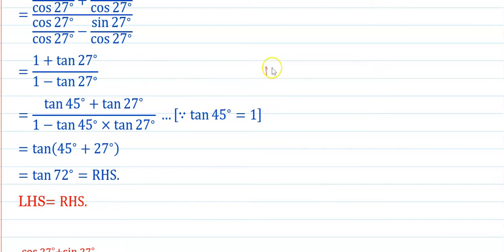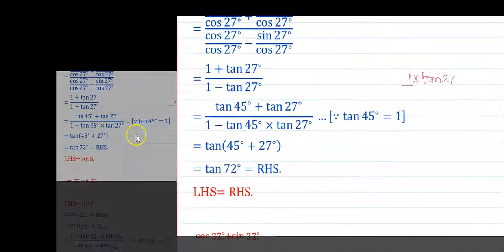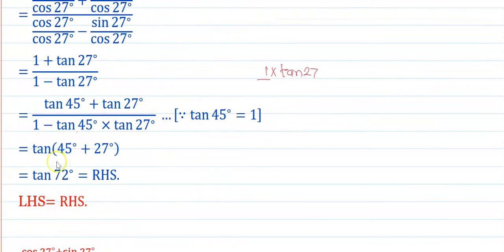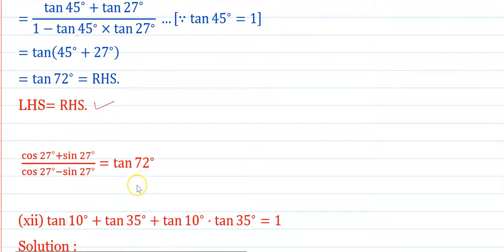That is 1 into tan of 27. But what is 1? 1 means tan of pi by 4. Therefore, the denominator is 1 minus tan of 45 into tan of 27. And this is nothing but the expansion of tan of 45 plus 27. Their sum is 72, which is nothing but the RHS. And hence LHS is equal to RHS, and hence the result is proved.